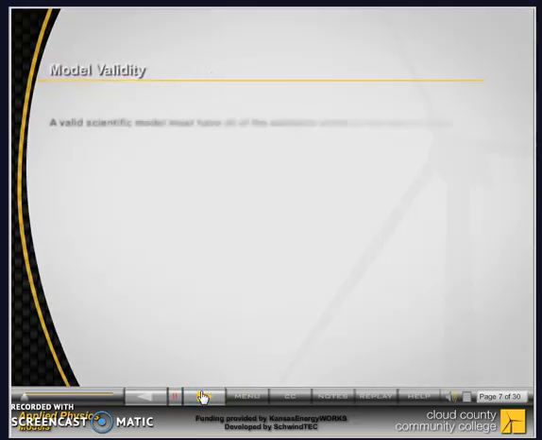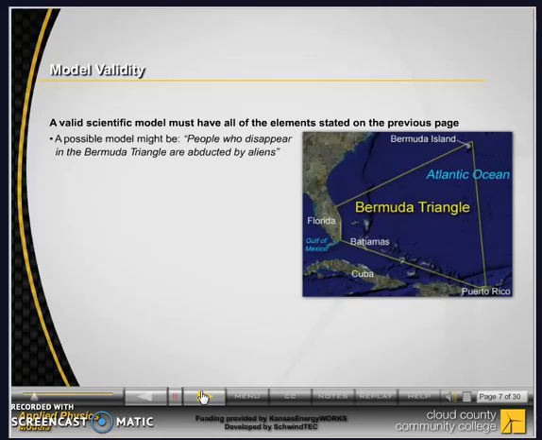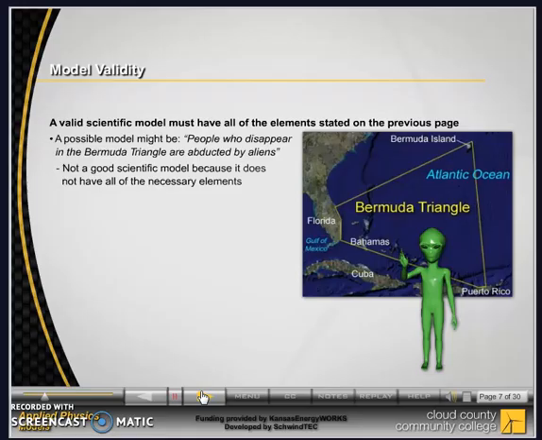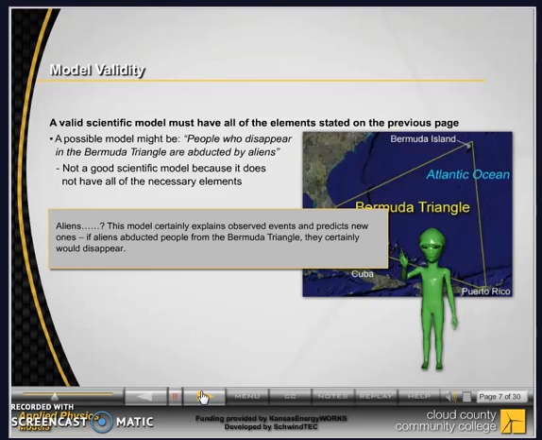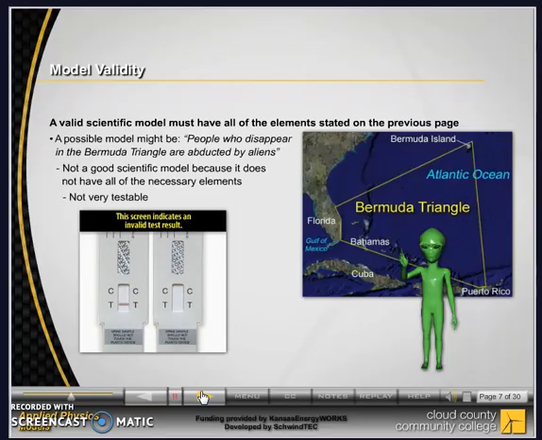A valid scientific model must have all of the elements stated on the previous page. A possible model might be: people who disappear in the Bermuda Triangle are abducted by aliens. This is not a good scientific model because it does not have all of the necessary elements. Aliens? This model certainly explains observed events and predicts new ones. If aliens abducted people from the Bermuda Triangle, they certainly would disappear. This model, however, is not very testable.